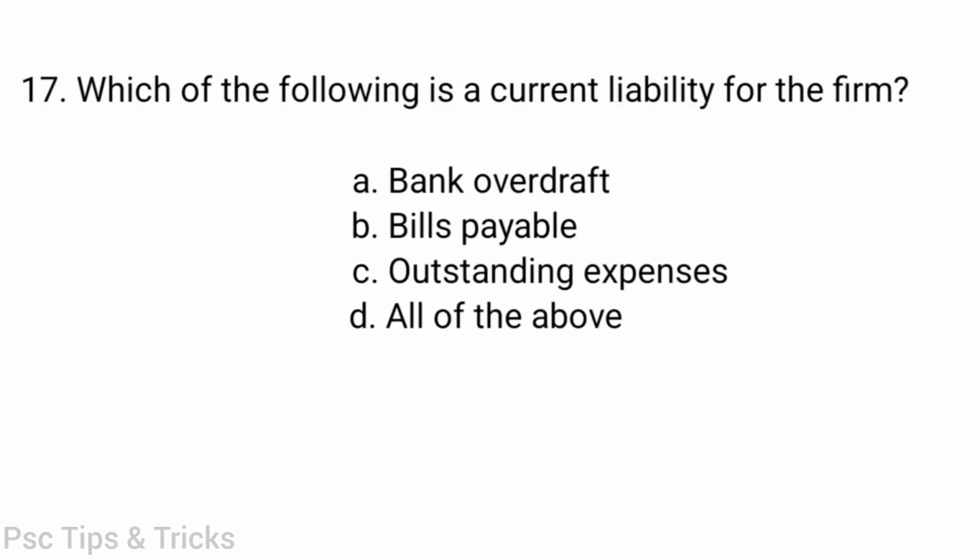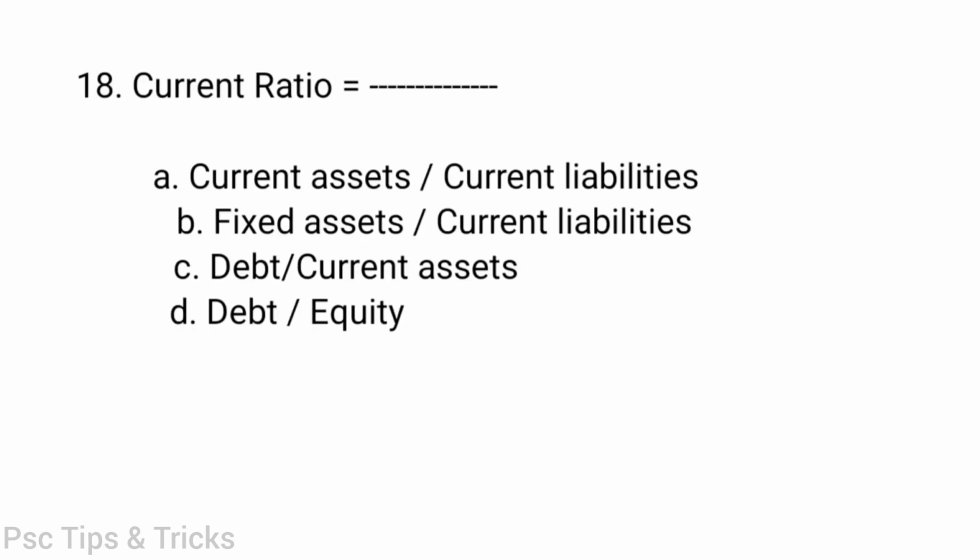Which of the following is a current liability of the firm? Bank overdraft, bills payable, outstanding expenses, all of the above. All of the above. Current ratio equals dash. Current assets divided by current liabilities. Fixed asset divided by current liabilities. Debt by current assets. Debt by equity. Current assets divided by current liabilities.